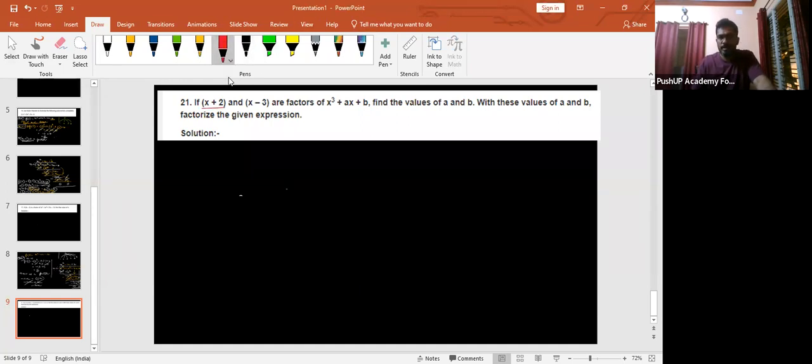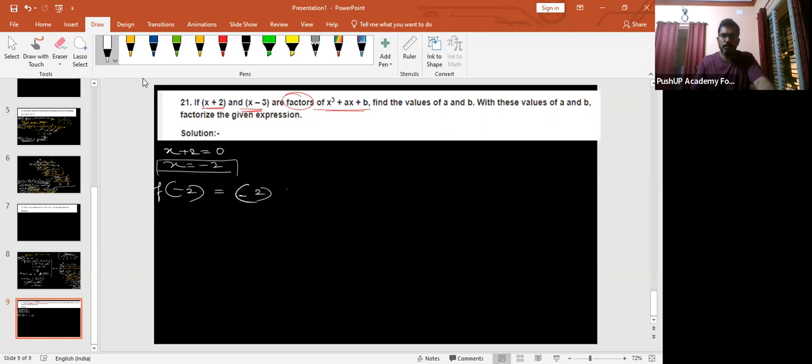You know, x plus 2 and x minus 3 are factors of this polynomial. That means first you take x plus 2 as 0, you get x is equal to -2, right? So when you take the value of x as -2 and substitute into the polynomial, the remainder is what? A 0, right? So f of -2 is equal to what? -2 cube plus a into -2 plus b.